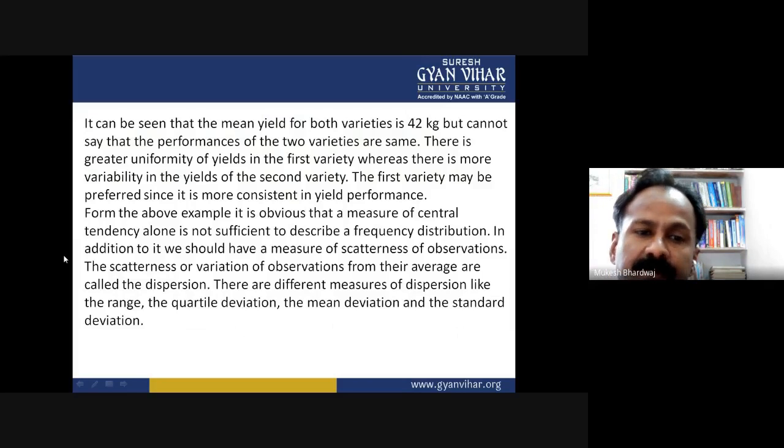In addition to it, we need a measure of scatteredness of observations. The scatteredness or variation of observations from their average is called the dispersion. So, what do we mean by dispersion? The basic definition of dispersion is the scatteredness or variation of observations from their average. There are different measures of dispersion like the range, quartile deviation, mean deviation, and the standard deviation. I had already told you.